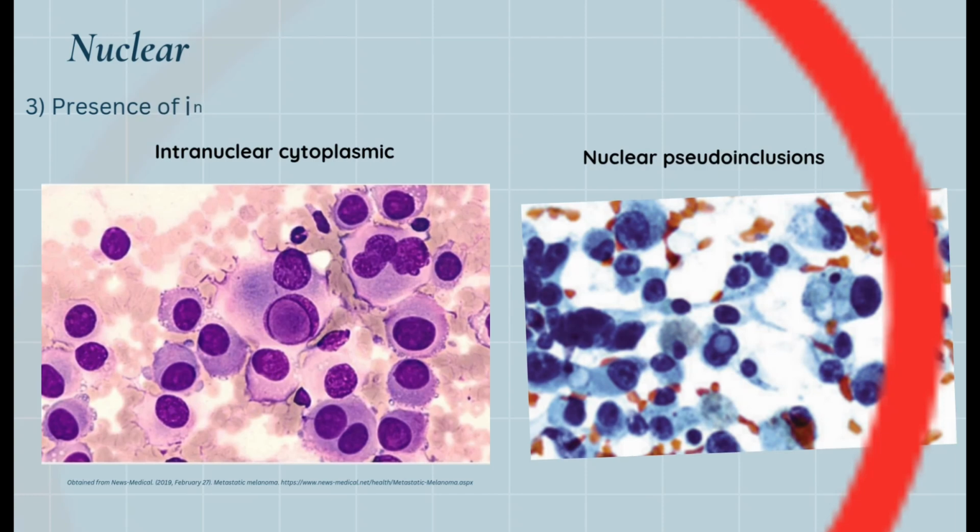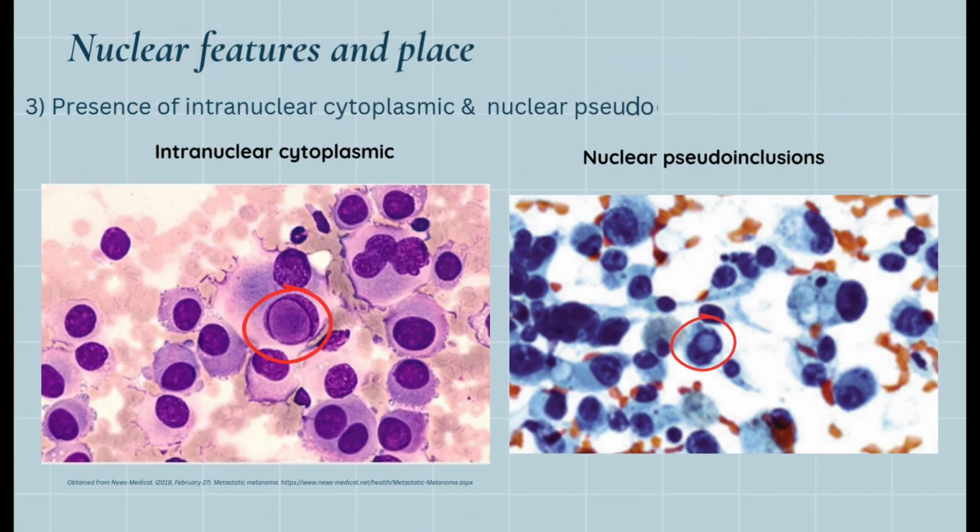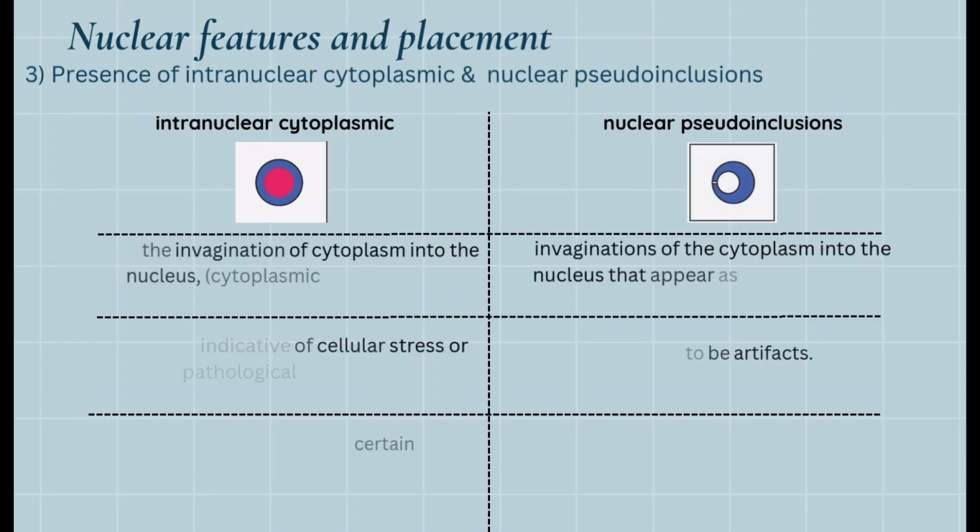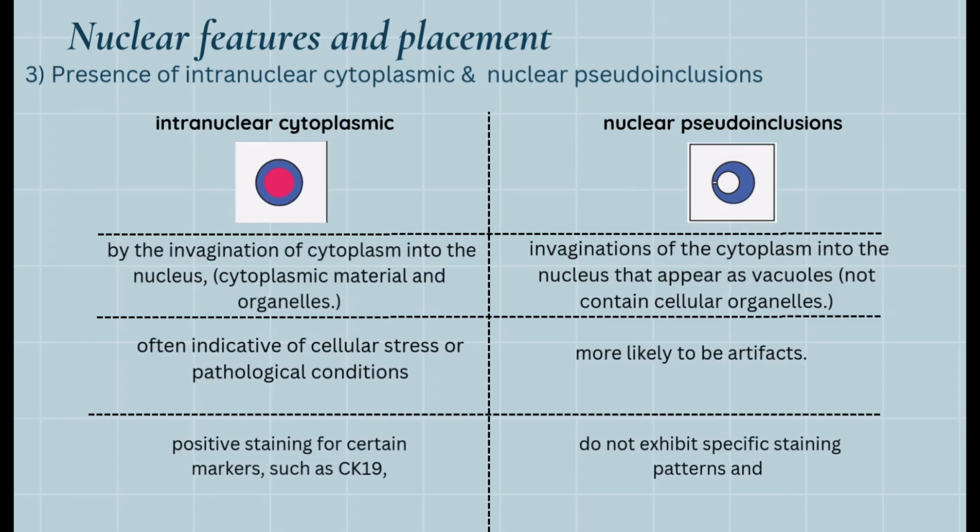These are further information about the differences between intranuclear cytoplasmic inclusions and nuclear pseudoinclusions. Based on their definition, intranuclear cytoplasmic inclusions are structures formed by the invagination of cytoplasm into the nucleus, containing cytoplasmic material and organelles, while nuclear pseudoinclusions are invaginations of the cytoplasm into the nucleus that appear as vacuoles but do not contain true cellular organelles.